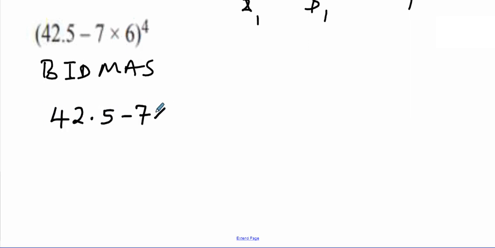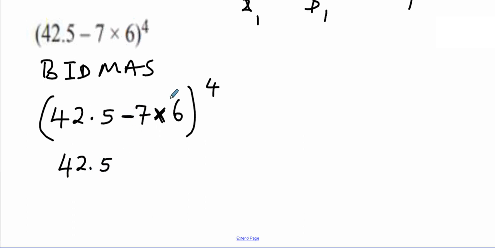42.5 minus 7 multiplied by 6 in a bracket to the power 4. So BODMAS suggests to start with brackets, but when you look inside the brackets, we have two signs. One is subtraction, another one is multiplication. So you know the rule of BODMAS that we have to start multiplying before subtraction. So this will be 42.5, the negative times positive. Negative times positive, the answer is negative. 7 times 6, the answer is 42. Okay, to the power 4.